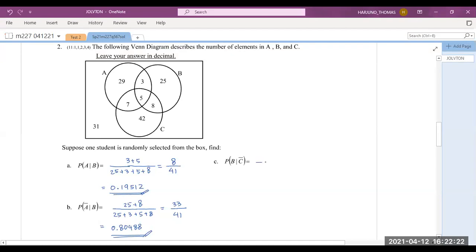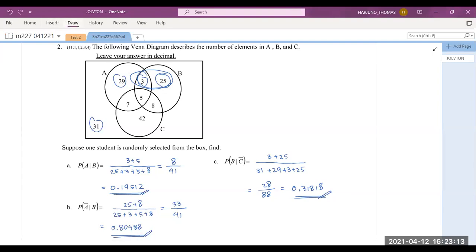Part C, what is the probability it is in B, knowing it is outside of C? Outside of C are this guy, this guy, this guy, this guy. Those are the ones outside of C. So 31 plus 29 plus 3 plus 25. How many are those? That's 88. There are 88 elements outside of C. And how many of them are inside of B? Inside of B, there are 3 plus 25, right, that's 28. Now 28 divided by 88 is 0.31818. Okay.